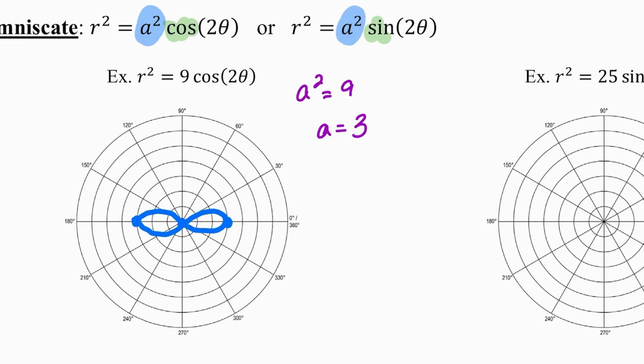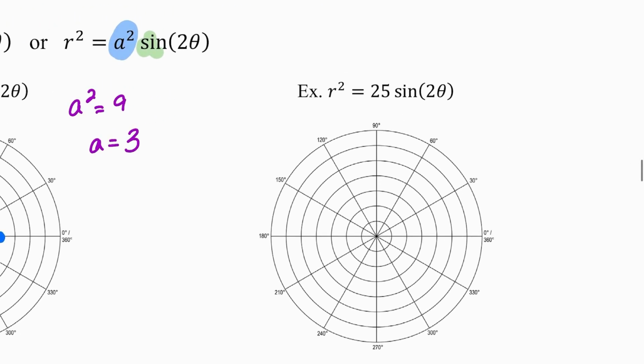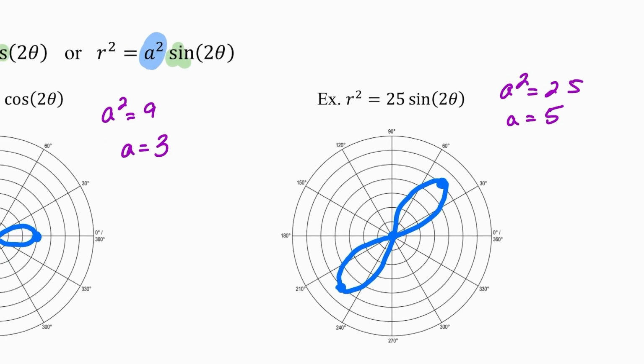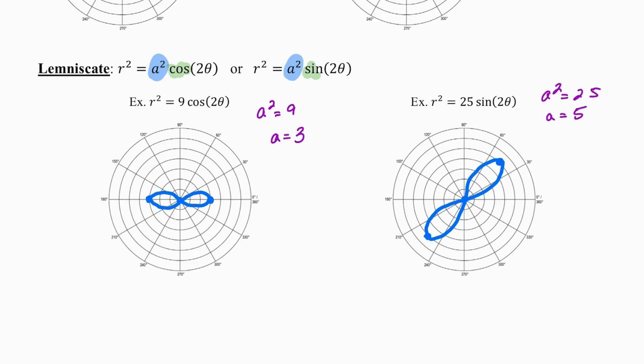Again, the number in front is going to change. So like this next one, we gave you 25. So a squared equals 25. So that means a is 5. The 2 theta has to be 2 theta. But if we change it from sine to cosine, what we're going to end up doing is starting at 90 divided by 2, so 45. So 1, 2, 3, 4, 5 at 45 degrees. Go in the opposite direction as well. And then you draw an infinity symbol. So this is what a Lemniscate looks like. It's either going to start at 0 degrees or 45 degrees, depending on if it's cosine or sine, respectively.